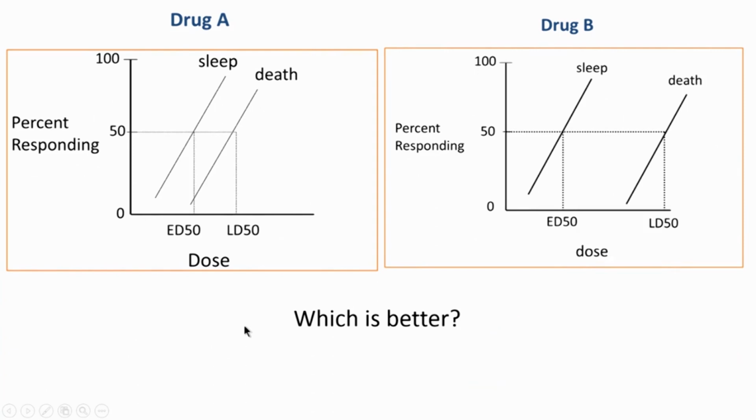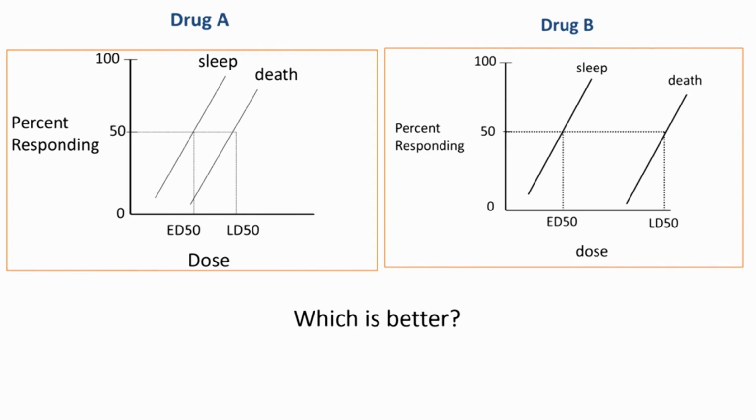I have two drugs here, drug A and drug B. On the y axis I have the percent of people responding, and on the x axis I have the ED50 and LD50, represented without the concentration labels but on the same scale for the two drugs. Can you guess which drug is better for the doctors to use? I will give you a moment to decide.